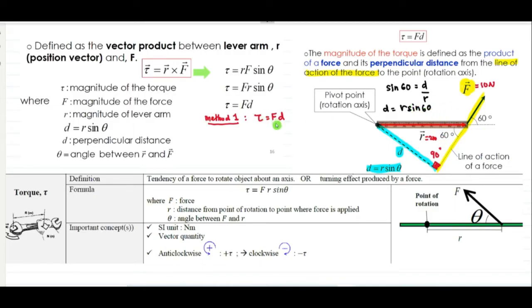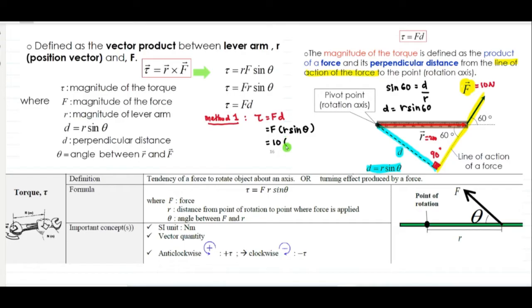Jadi kalau kita guna method yang pertama, kita nak kena extend, kena tarik line force ni ke bawah dan D ini ke sini. Daripada pivot point kita tarik pergi ke mana tempat dia bersilang tu, they are 90 degree to each other. So kita boleh masukkan dalam formula torque is equal to FD. Bila kita gantikan F, dan D tadi kita tahu dia adalah R sin theta, kita boleh masukkan saja nilai.